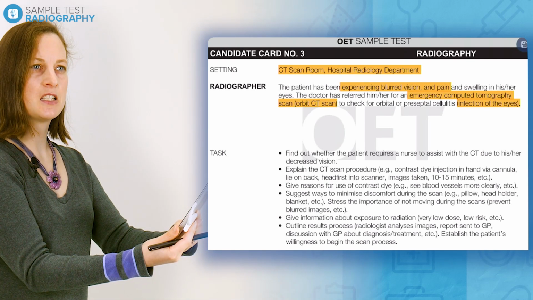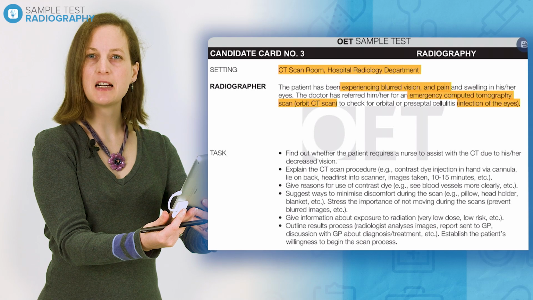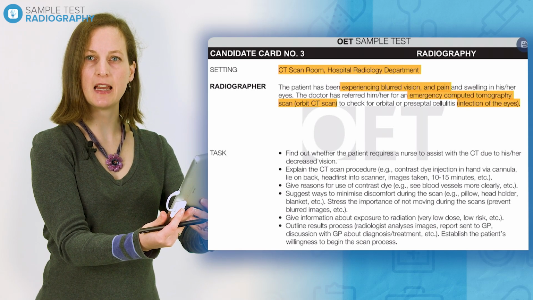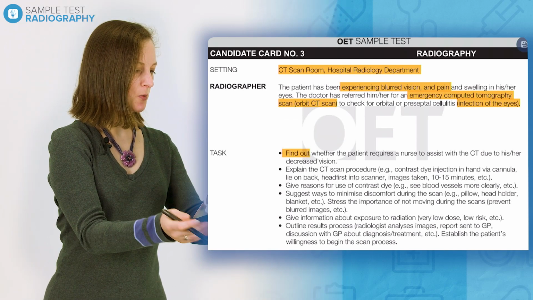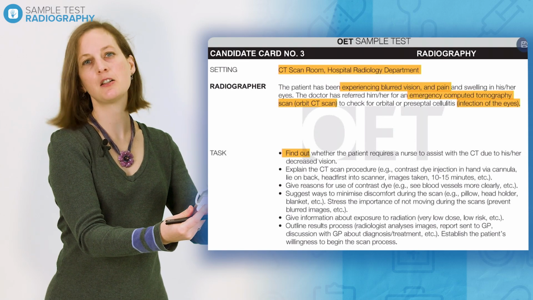Read the tasks to check what needs to be discussed in the conversation. The verbs starting each task are really important in helping me to understand what I will say and how I will say it. Find out means to ask the patient whether they would like a nurse to assist them with the CT scan because of their decreased vision.